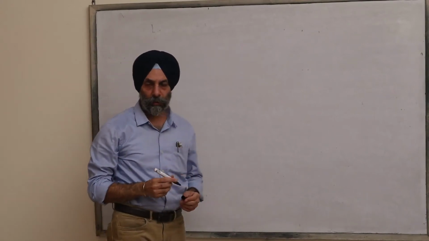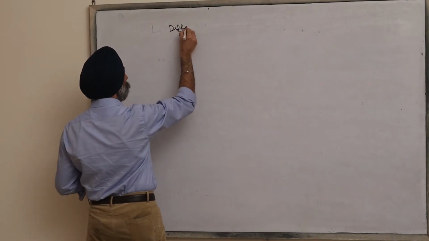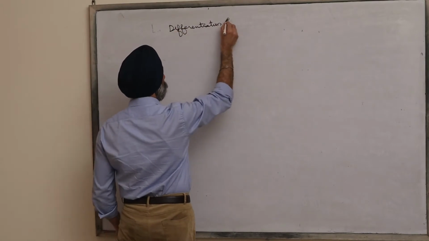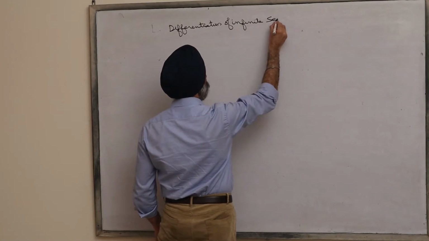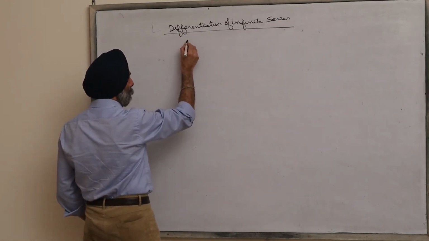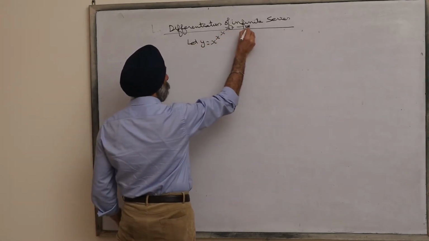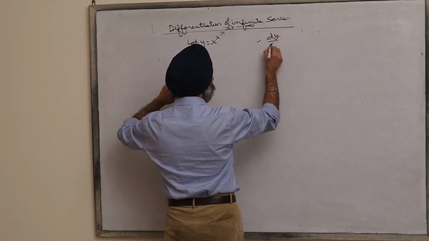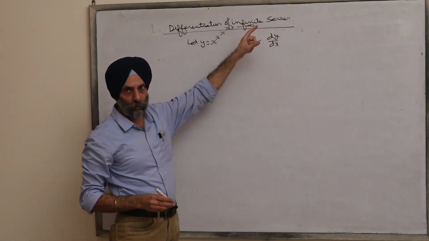Now next is differentiation of infinite series. Now, let y is equal to x raised to power x and so on up to infinity, and we have to find dy over dx here, x raised to power x and so on up to infinity.